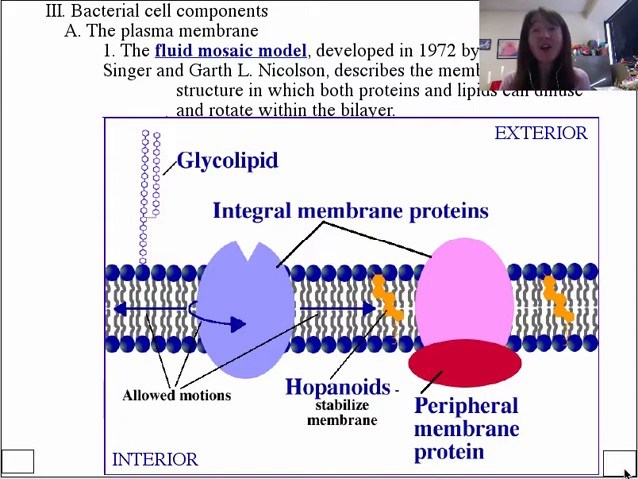It was Garth L. Nicholson and Jonathan Singer who described this model in 1972, and we now understand that it dictates the dynamic nature of membranes in general, of both the proteins in the membranes and the phospholipids as well, because phospholipids also can diffuse laterally and rotate, and those are the motions allowed to them.